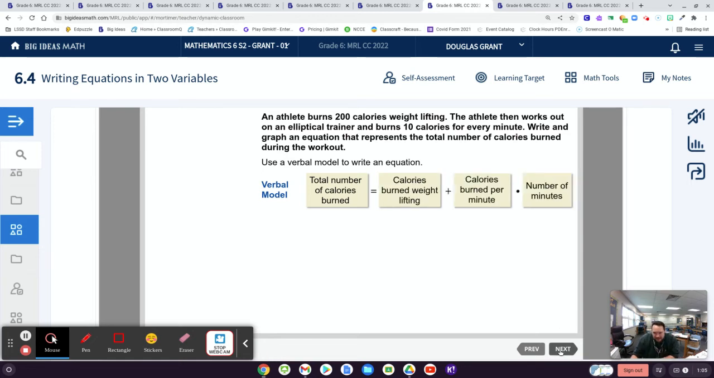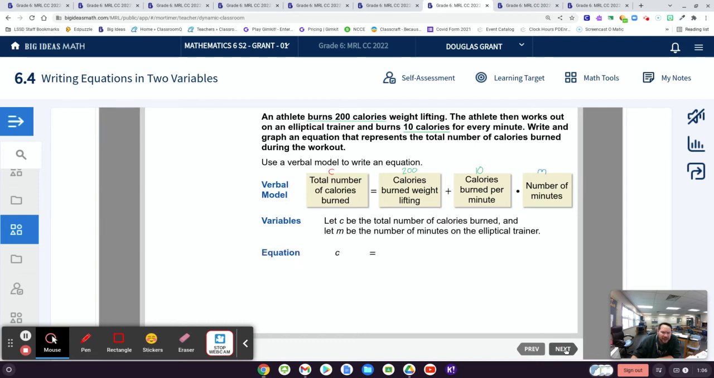Okay. So they start off burning 200 calories to begin with, and then they're burning an additional 10 calories per minute times the number of minutes. Now we can use X or T or M or whatever letter we want to represent the number of minutes, but we need some sort of variable to represent the number of minutes because it can vary, it can change. So our equation would be the number of calories equals 200 from the weightlifting plus 10 times M.